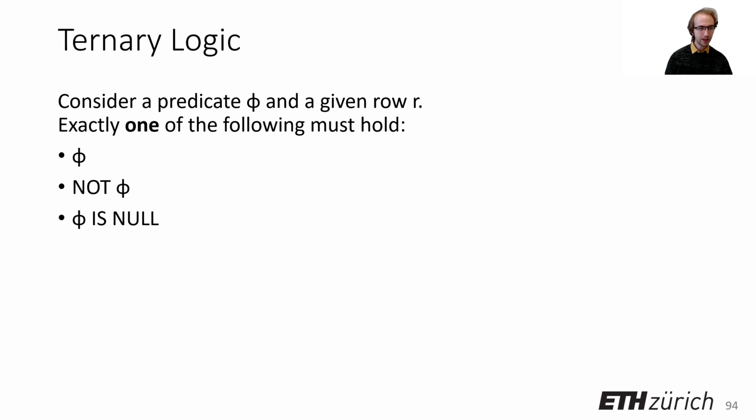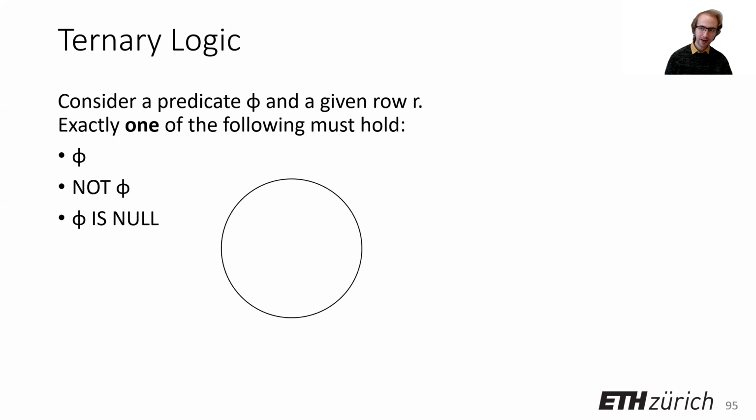Now, in order to realize this technique, we had the following insight. Consider that we have again a predicate phi and a given row, then exactly one of the following must hold. Phi evaluates to true, not phi evaluates to true, meaning that phi evaluates to false, and phi is null evaluates to true, meaning that phi evaluates to null, since SQL is based on a ternary Boolean logic.